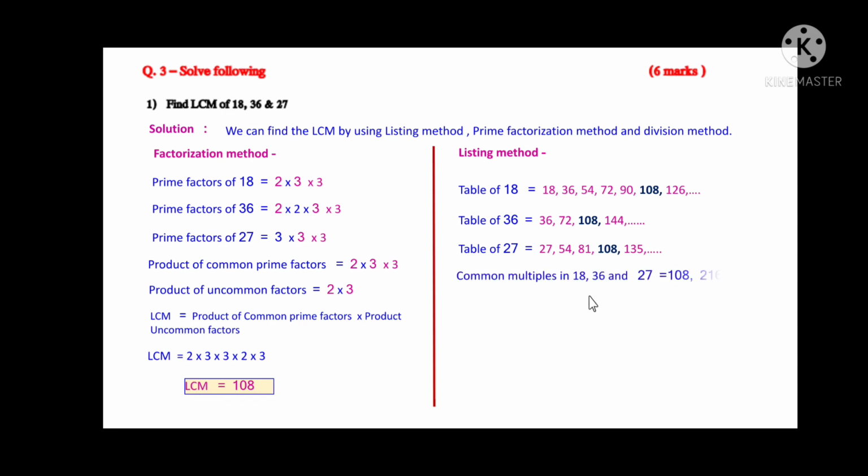So here the common multiples of 18, 36, 27 are 108, 216, and it goes on increasing, but the least common number is 108. So here we can write that the LCM of 18, 36 and 27 is 108, which is the same. The methods are different. Now let us see the second problem.